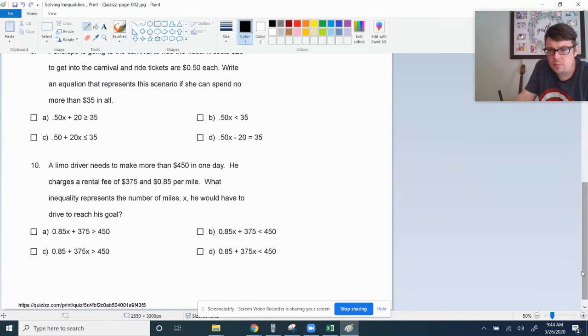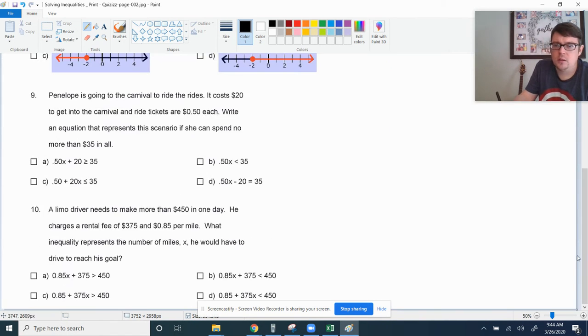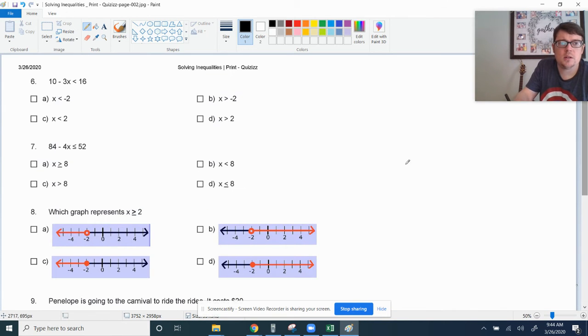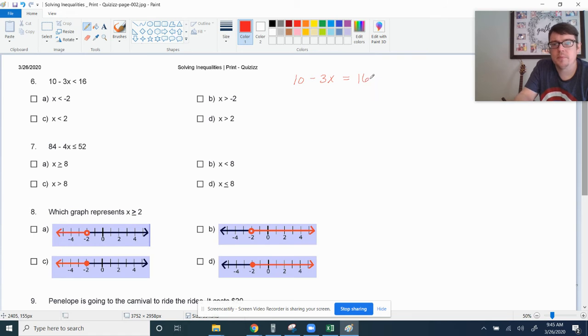Let's go to number 6. Let me make this a little bit bigger so I have some space. And let's look at number 6. So this is just straight up solving. Hopefully they didn't screw this one up. So 10 minus 3x is less than 16. Let's go back and think of that as equals 16. So add your opposite to know that that 3 is negative. That's going to be a big thing. We take the 10 away over here that's positive by subtracting it.